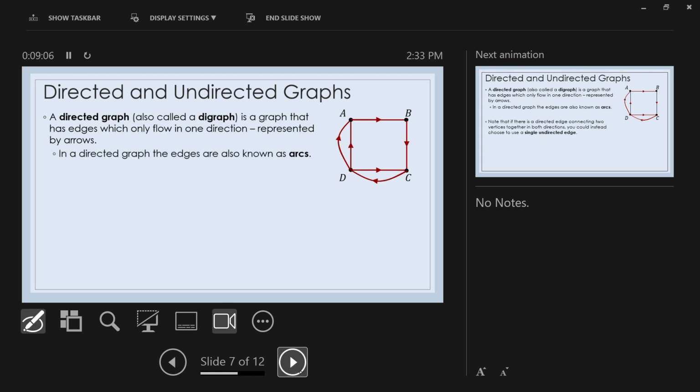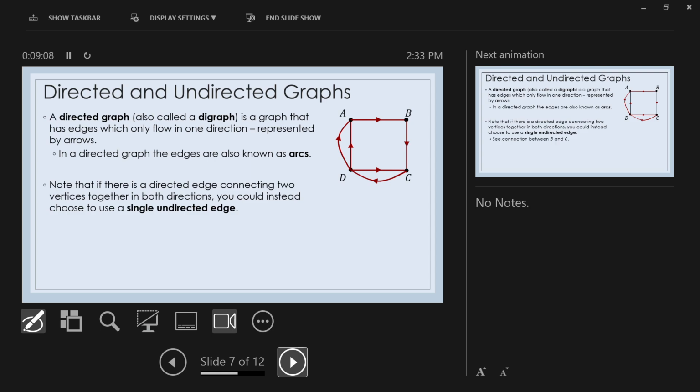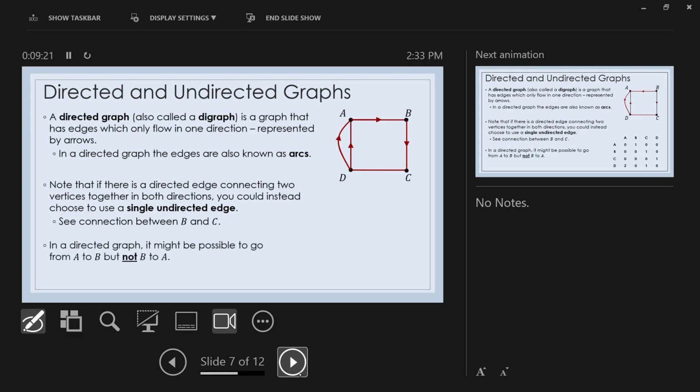Right, directed graphs, all the edges, all the arcs have arrows on them, indicating the direction of flow, like one-way streets. So for this example, we can see in a directed graph, it might be possible to go from A to B, but not B to A, because the direction is going only in that one way.